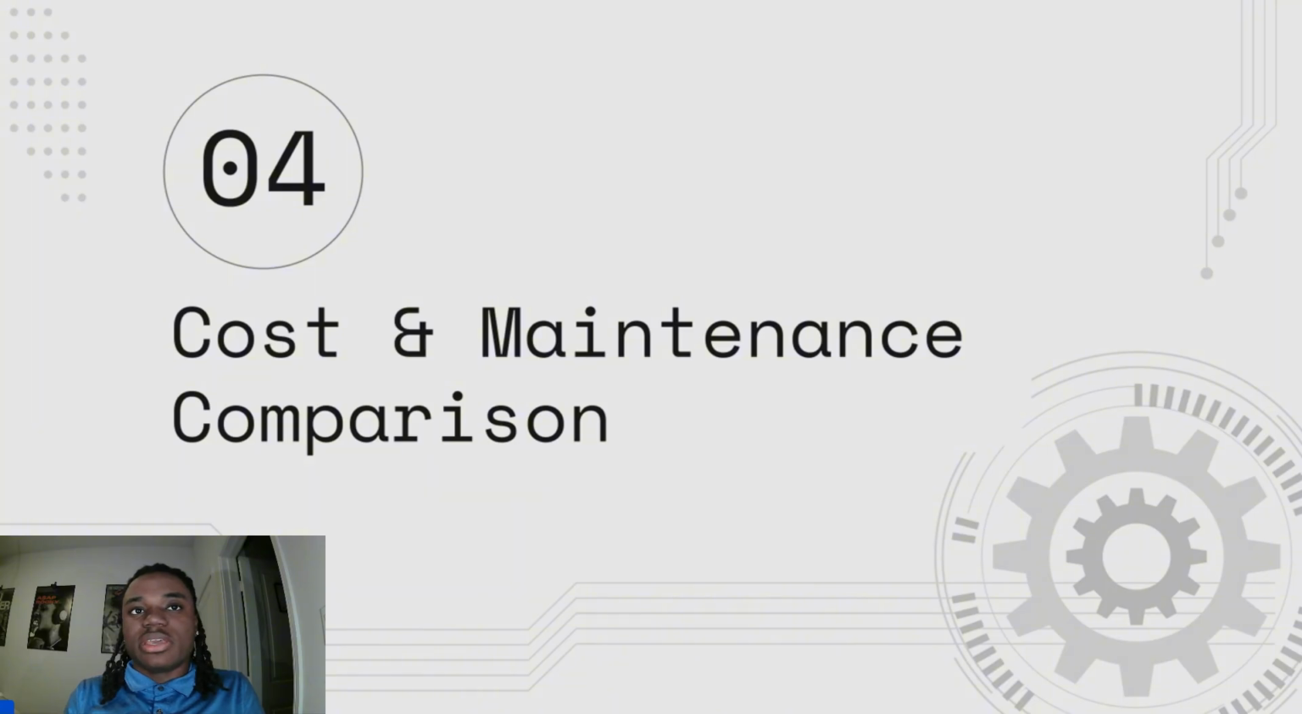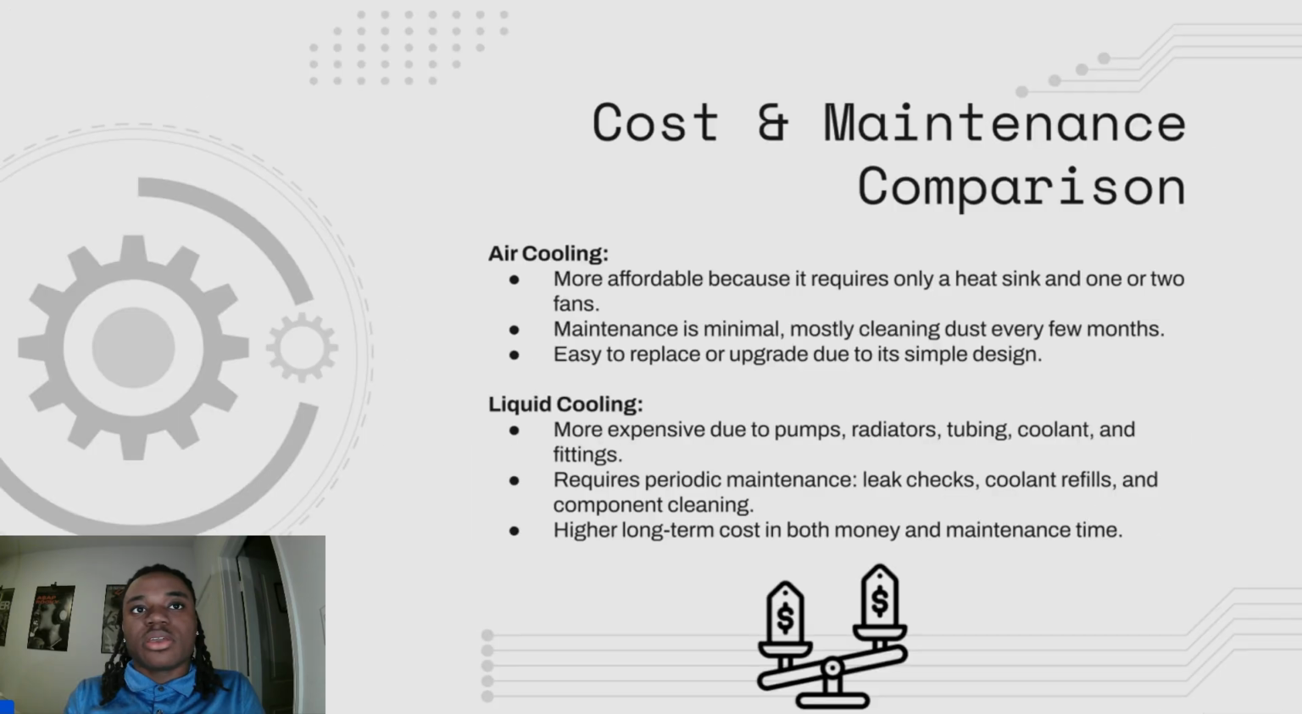This is where we're going to begin to compare advantages and disadvantages between both cooling methods. When we compare cost and maintenance, air cooling is clearly the more budget friendly option. Air coolers usually use a heat sink and one or two fans, so they're inexpensive and easy to replace. Maintenance is minimal, usually just clearing dust every few months.